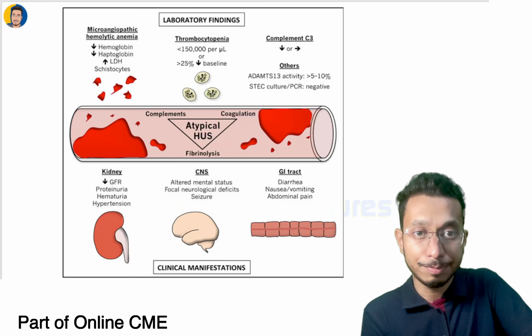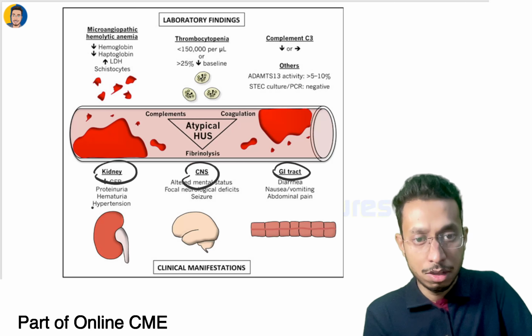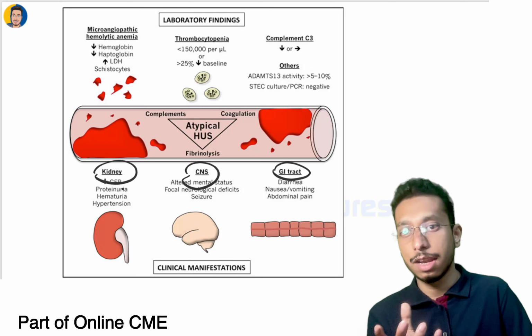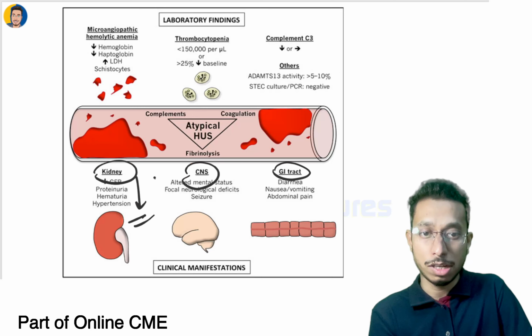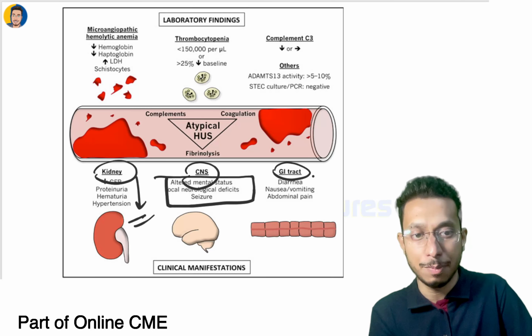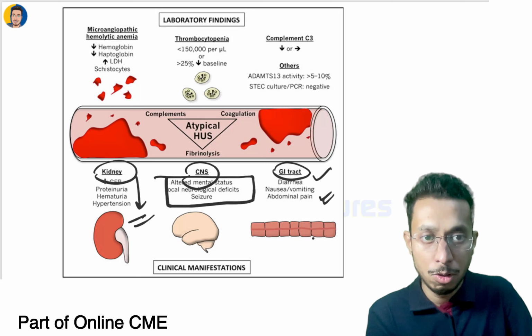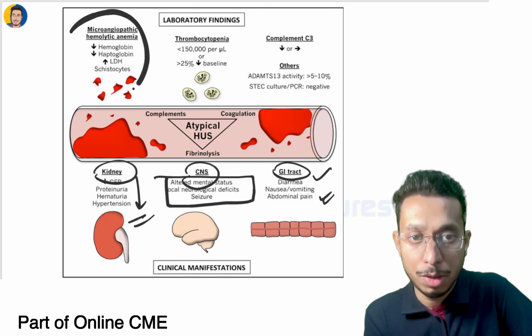Mainly, as you can see here, it can be a defect at the level of the kidney, CNS, or GI tract. If it is a defect at the level of the kidney, it can present with proteinuria, hematuria, or hypertension. At the level of CNS, altered mental status, focal neurological deficit, or seizure may be the presentation, and GI tract can present with diarrhea and abdominal pain. Now, how can you suspect? You suspect that there is microangiopathic hemolytic anemia.